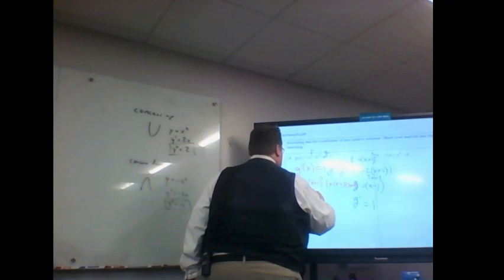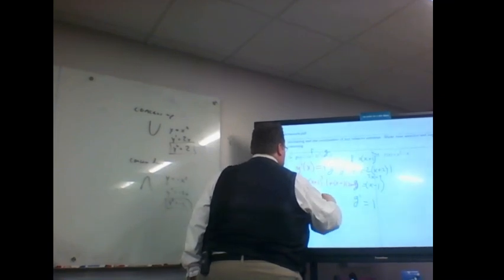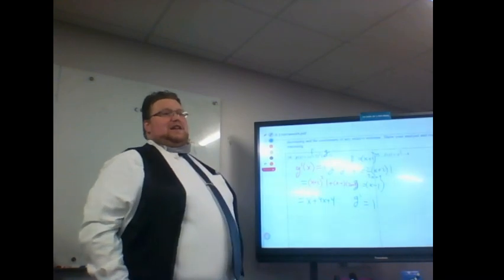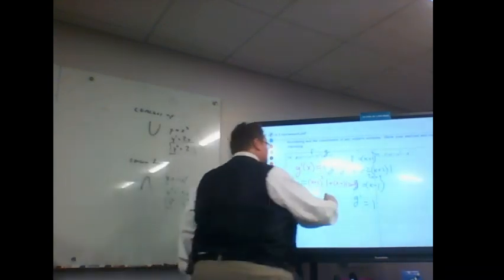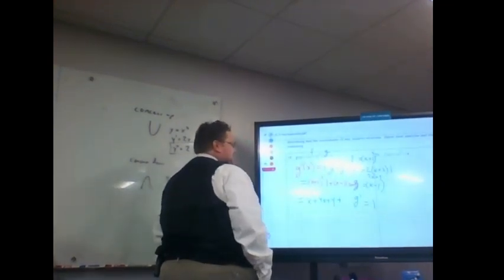Just x squared plus 4. Sorry. So remember, it's a squared plus 2ab plus b squared. Okay, plus x minus 1 times 2x plus 4.